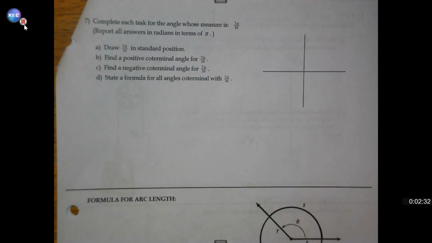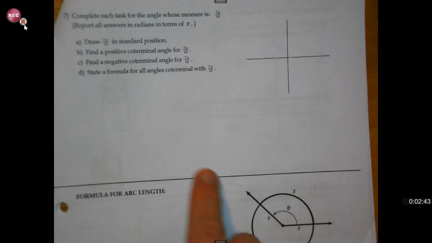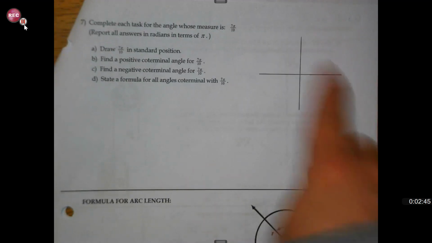All right, moving on to problem 7. So what we're going to do is first draw 7 pi over 10 radians, and then we're going to answer a couple other questions after that. So why don't you pause the video so you can just set that up on your own and just figure out what quadrant you should be putting it in, and we'll check it out in a second.